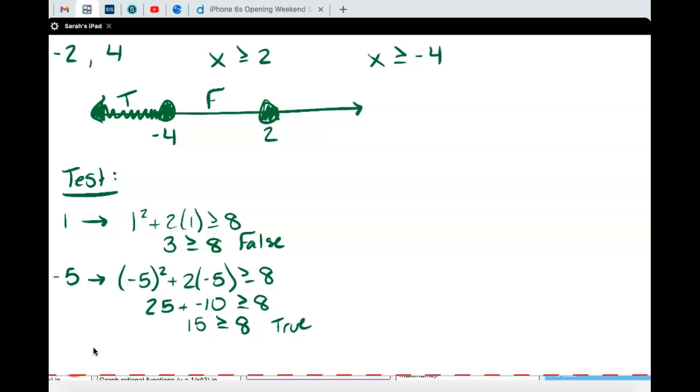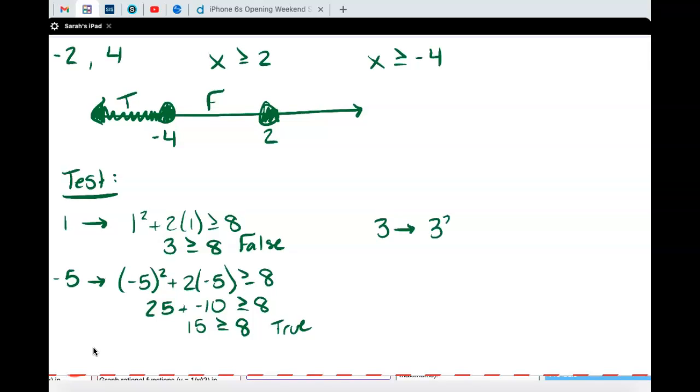And checking the last interval, what number do you want to plug in? 3. So we have 3 squared plus 2 times 3, and that is greater than or equal to 8. 9 plus 6 is 15, which is true. And I'm shading that side. Okay. So that's my solution.